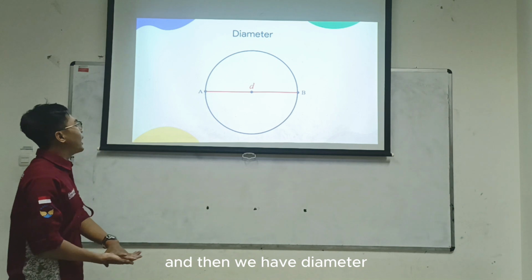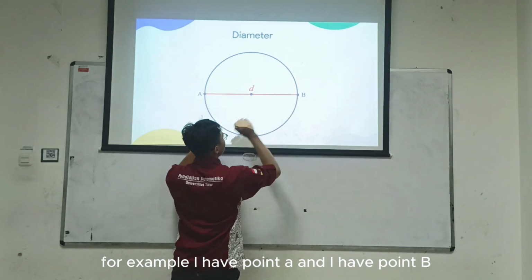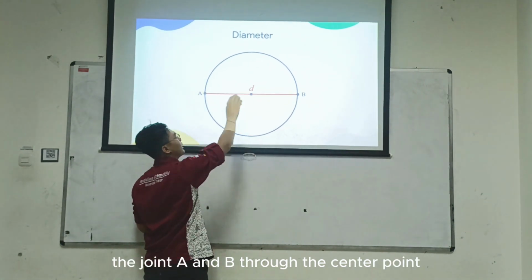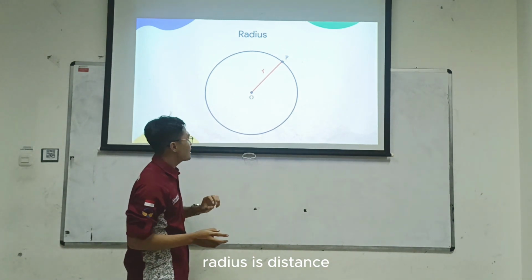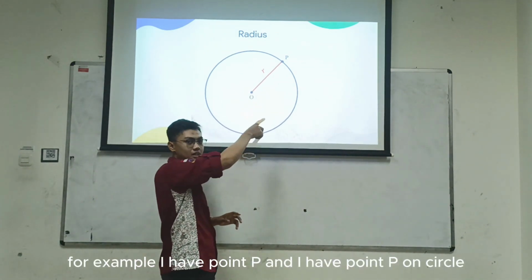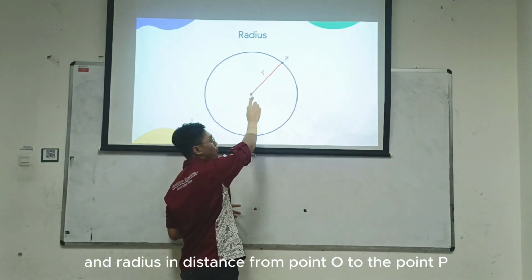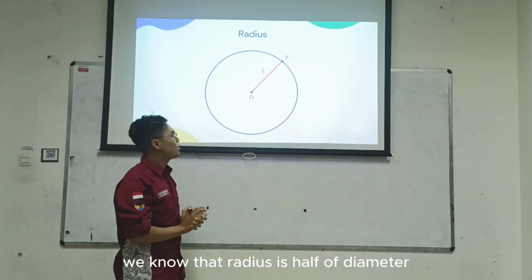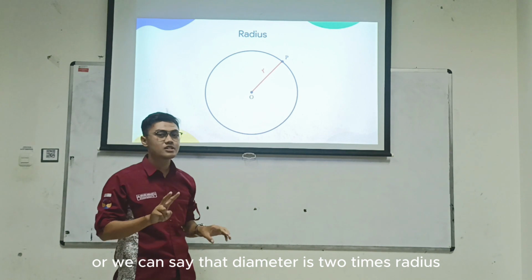And then we have the diameter. What is the diameter? For example, I have point A here, and I have point B. The diameter is the line that joins A and B through the center point. This line is the diameter. And then we have the radius. The radius is the distance between the center point and any point on the circle. For example, I have point B on the circle, and the radius is the distance from point O to point B. This line is the radius. We know that the radius is half of the diameter, so we can say that the diameter is 2 times R.